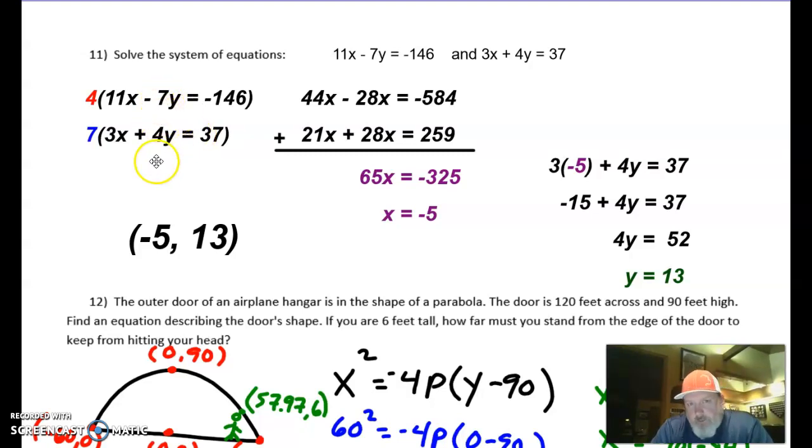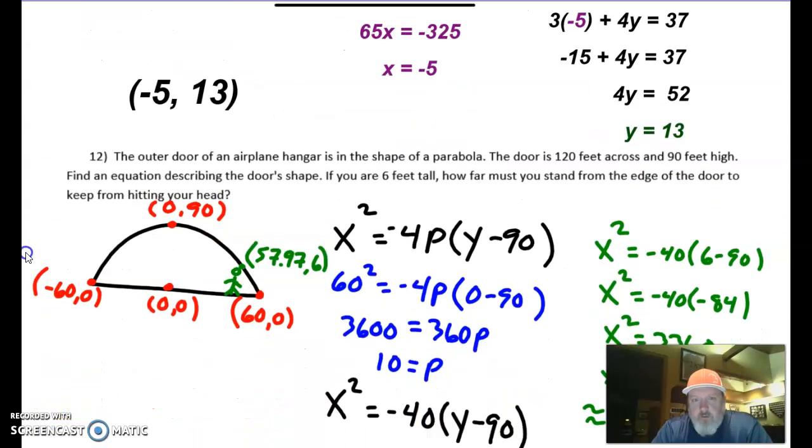So I used the fact that the y's, one was positive, one was negative. So multiply this one by 4, bottom one by 7. That'll get you here. Now these are opposites, so the x's will cancel out. Solve for x. Plug it back in. You put in either one. I chose the bottom one. Looked like less work. So x is -5, y is 13.